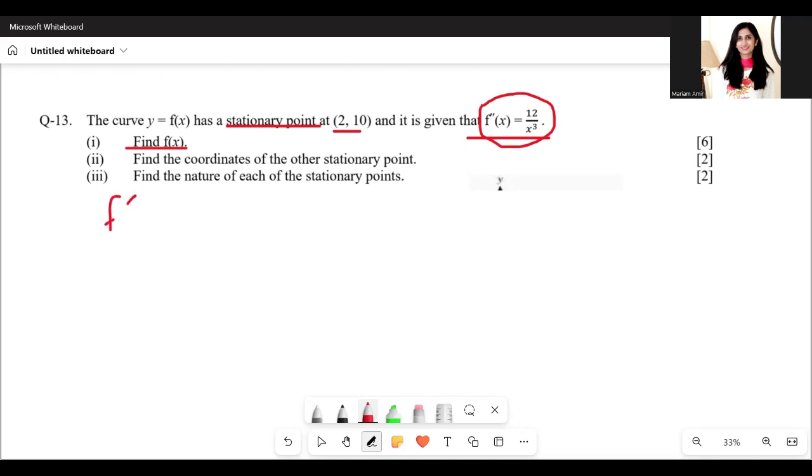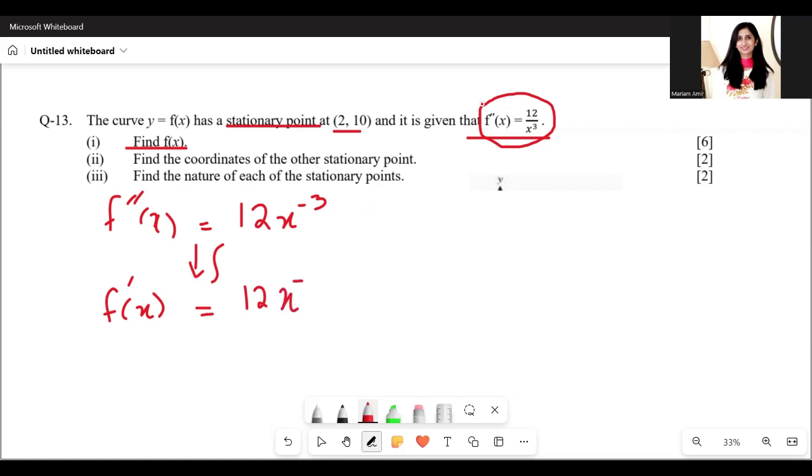So we have f double prime x equals 12x power minus 3. We integrate this for the first time, and it becomes f prime x. So 12x, the power gets increased by 1, it's going to be negative 2, divided by negative 2, plus c. So this is coming out to be negative 6x power minus 2 plus c, equals f prime x.